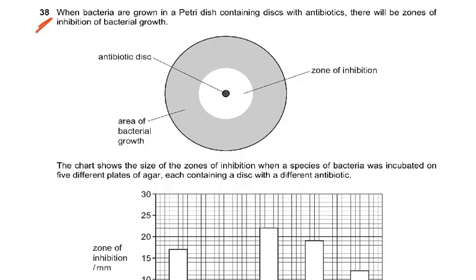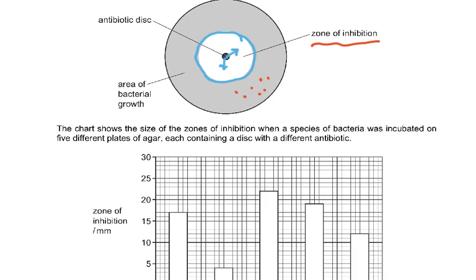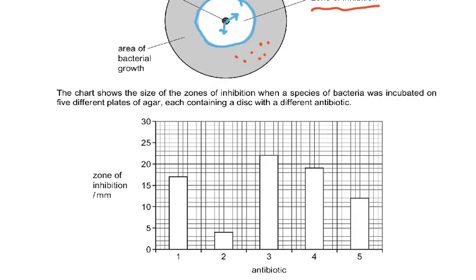Question number 38. When bacteria grow in a petri dish containing discs with antibiotics, there will be zones of inhibition of bacterial growth. The clear area means that the antibiotic has diffused out and it has killed all the bacteria. In this area, the bacteria are still growing, but in this area, the bacteria have died. So this is the clear zone of inhibition, and the antibiotic has come out of here and killed all the bacteria. The chart shows the sizes of the zones of inhibition when a species of bacteria was incubated on 5 different plates of agar, each containing a disc with a different antibiotic.